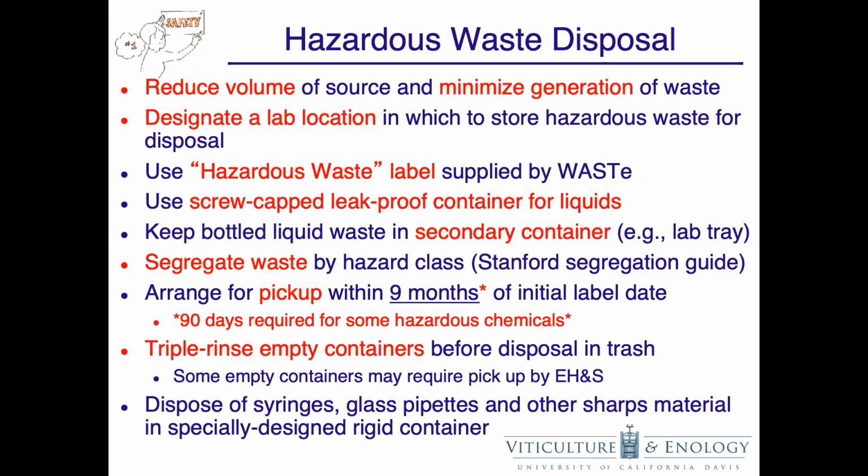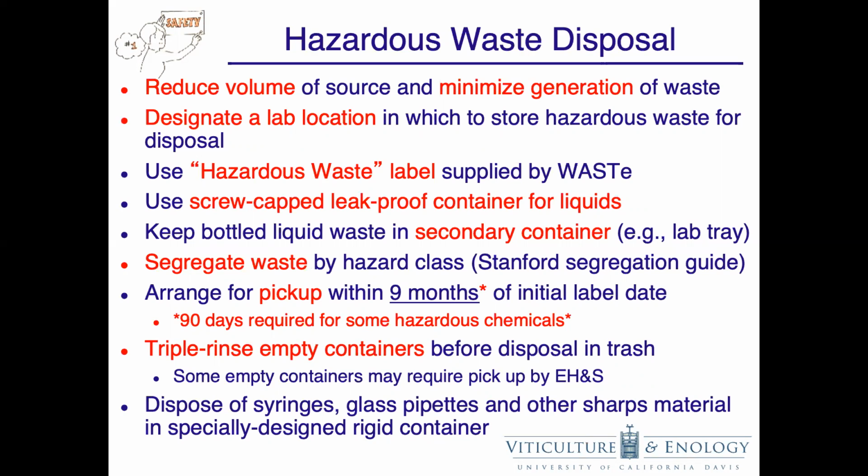Here are some guidelines for disposal of hazardous waste. Always reduce the volume of hazardous chemicals and minimize the generation of waste. Only order and use what you need. Use the hazardous waste label supplied by the Waste Online tool. For liquid waste, a screw cap leak-proof container must be used. Liquid waste bottles must also be stored in secondary containment. Segregate waste by hazard class. Proper chemical segregation is explained in the Stanford Segregation Guide, which we will discuss later.